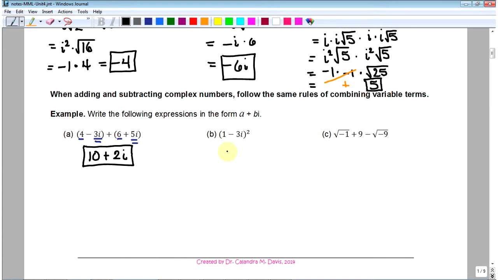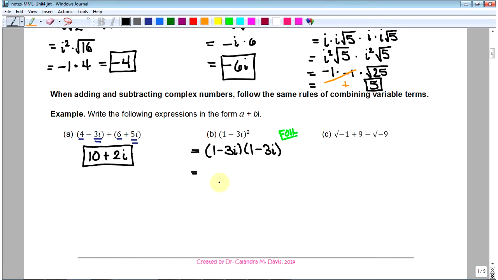In part B, we have something squared. So remember from that earlier problem, my hint to you is to go ahead and write it as a product of it and itself. So when you write it this way, then hopefully that'll help you to remember that you need to use FOIL or the distributive property, however you want to think about that.